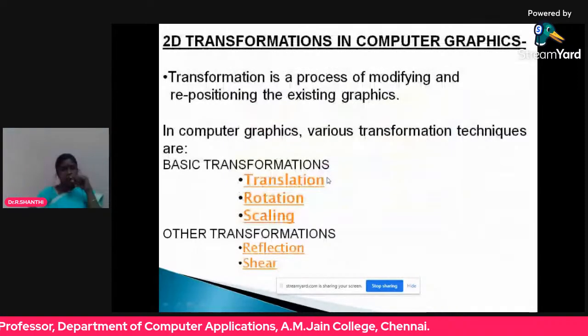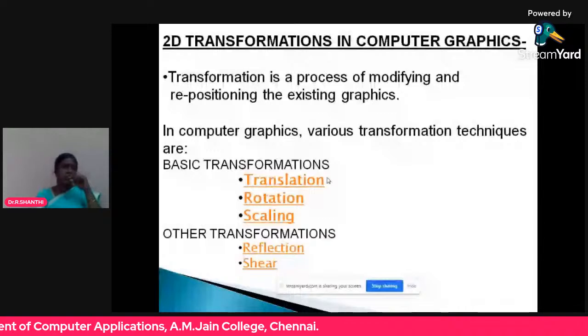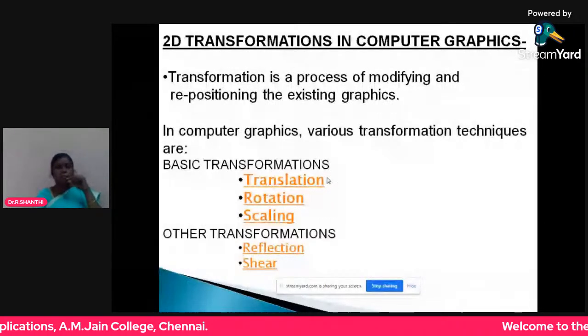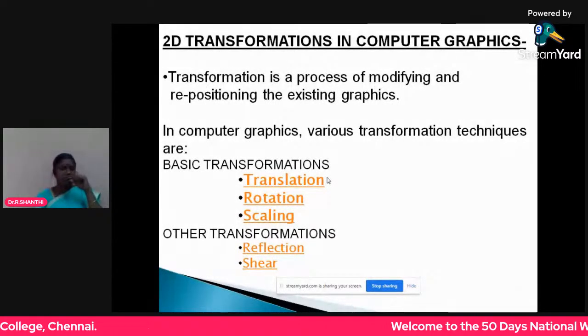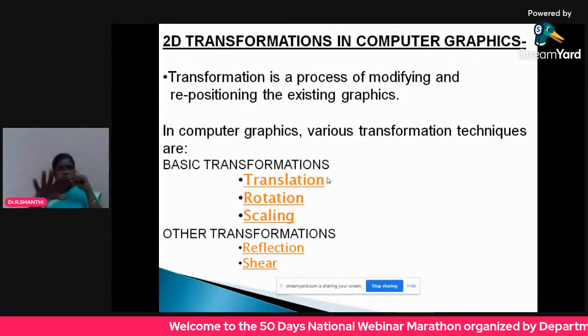Okay, first let us finish the 2D transformations. The same thing will be applied for the 3D transformations. In addition to that, we will have one more axis. That's it, right?